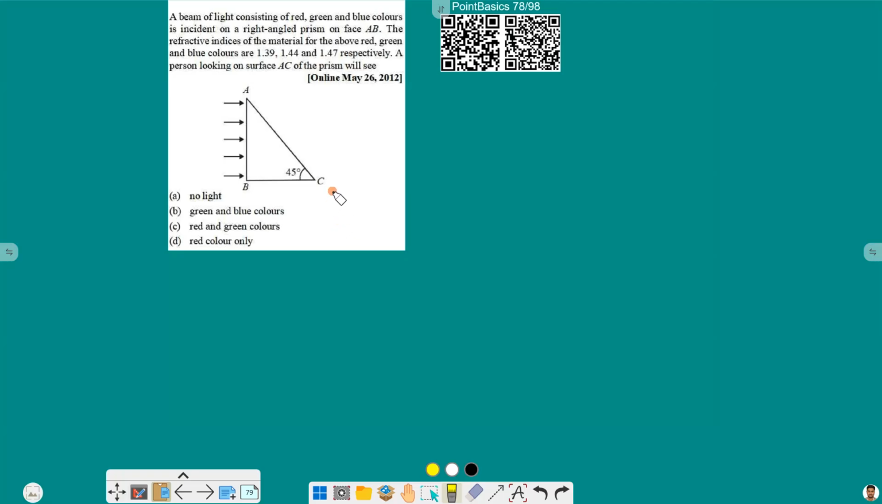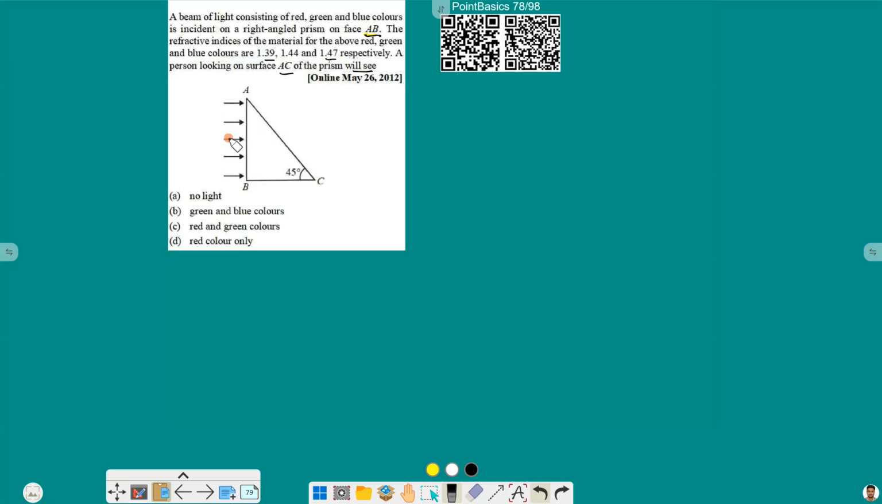So here we have a beam of light consisting of red, green and blue colors incident at the right angle on prism face AB. The refractive indices of the material for the red, green and blue colors are given respectively. The person looking at the surface AC of the prism will see.